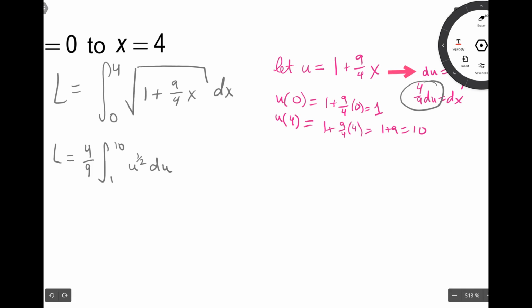So let's see. This is going to be equal to 4/9 times 2/3 u to the 3 over 2.